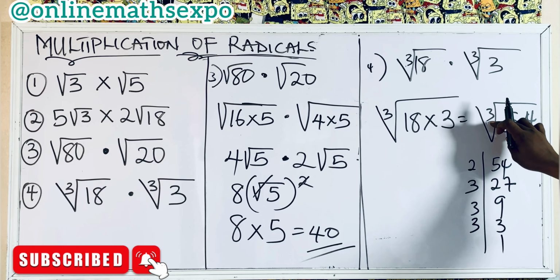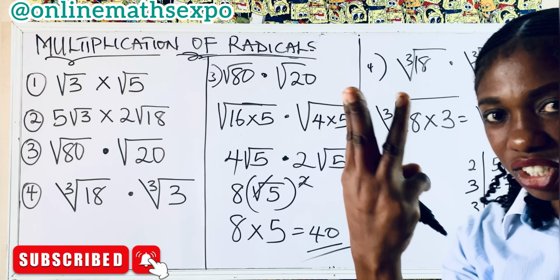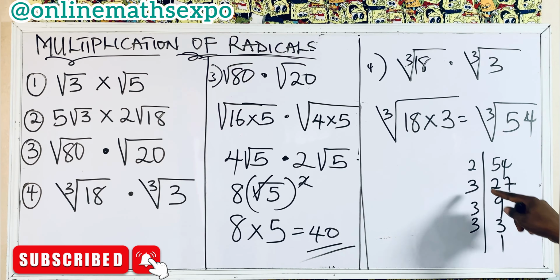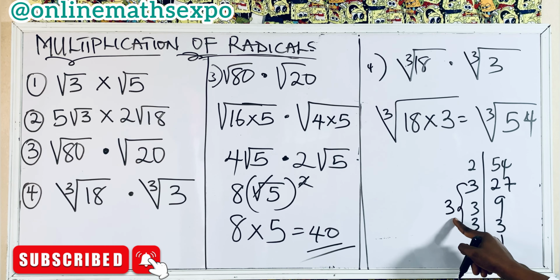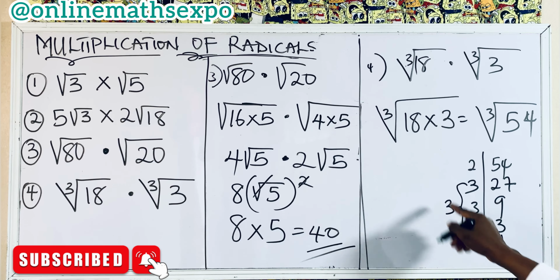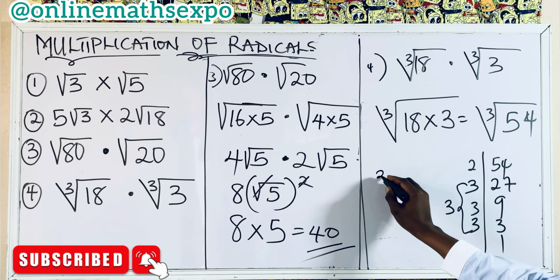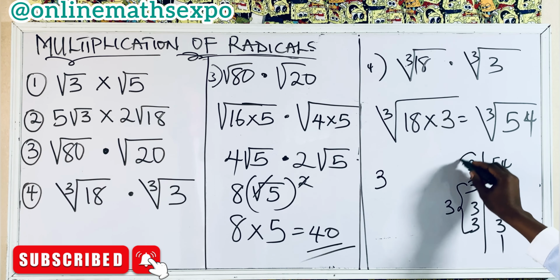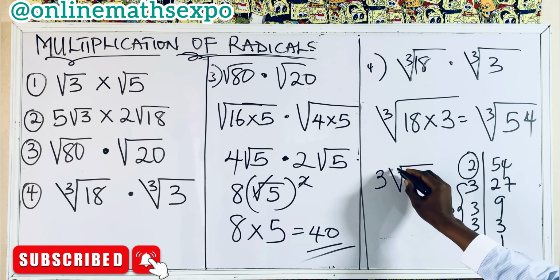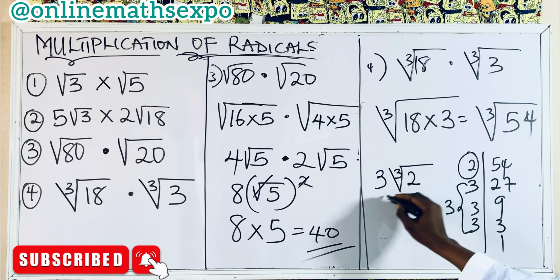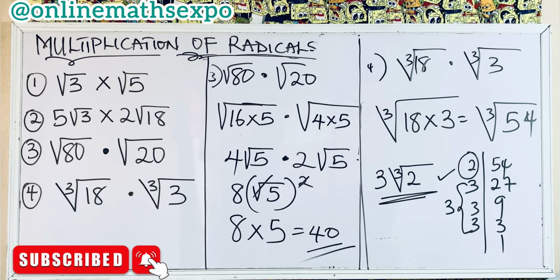Now because it's cube roots, you're going to take them in threes. So look out for the one that appeared 3 times, and that is 3. So take one of it out. So in that case, this value will give us 3. The 2 will remain inside the cube root because it's not perfect. So this is what we have, and this becomes our answer.